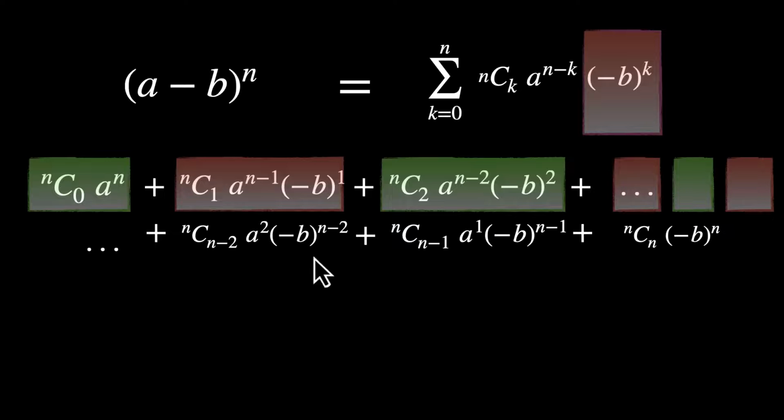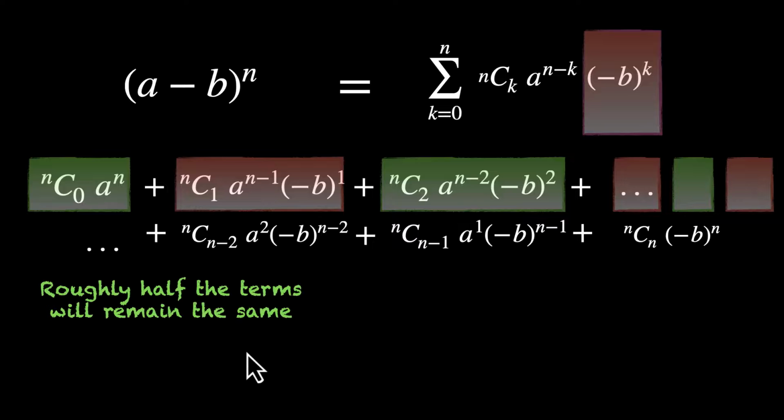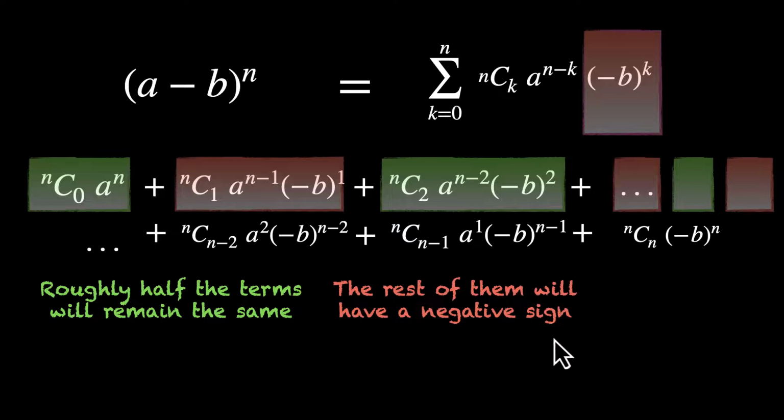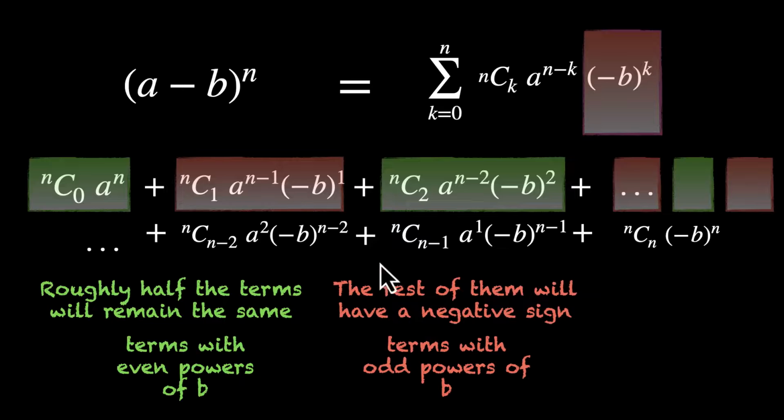So to summarize, we have roughly half the terms as the same, and the remaining half will have a negative sign. Which terms remain the same? Which terms will have the negative sign? Well, that depends on the power of b. If we have an even power of b, we'll have the same term. For example, b^2, b^4, b^6, and so on. But if we have an odd power of b, we'll have a negative term. Here we have -b^1, which means we have a negative sign here. What about the last term?